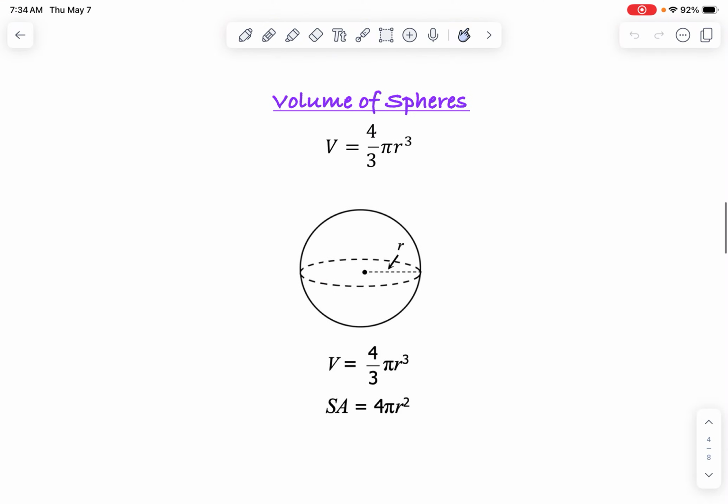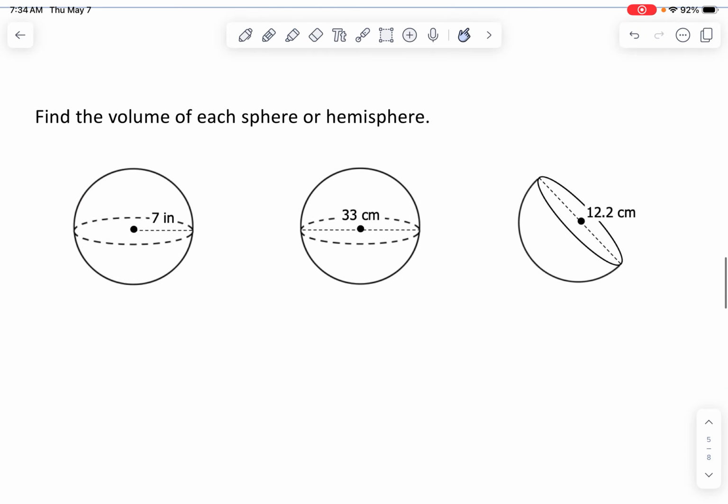Okay, for spheres, the volume is equal to 4/3 pi r cubed. Now we did surface area of spheres before, and that was 4 pi r squared. So we're looking at the volume today, 4/3 pi r cubed. And cubed is, just make sure you put that in. It's easy to accidentally do squared.